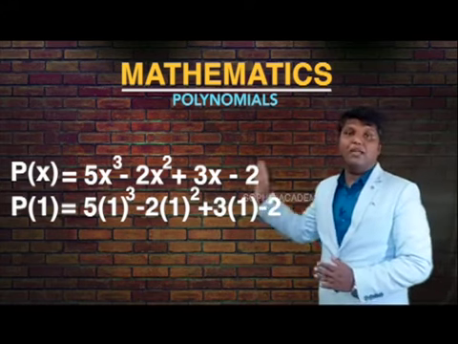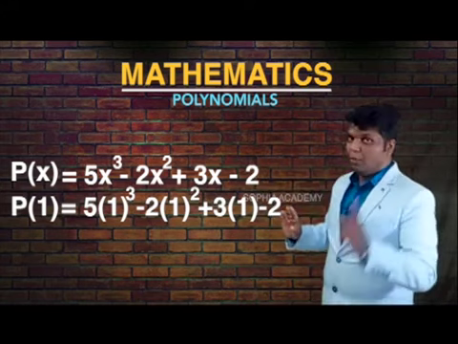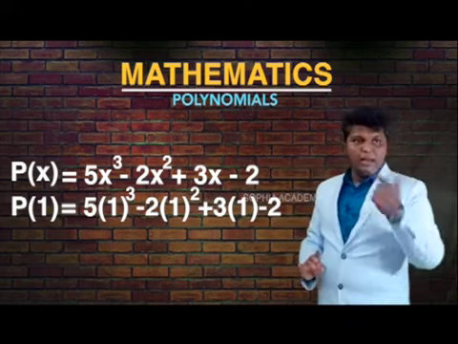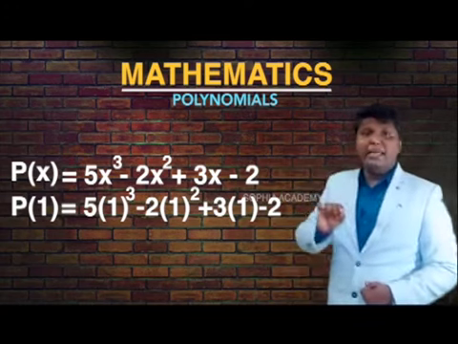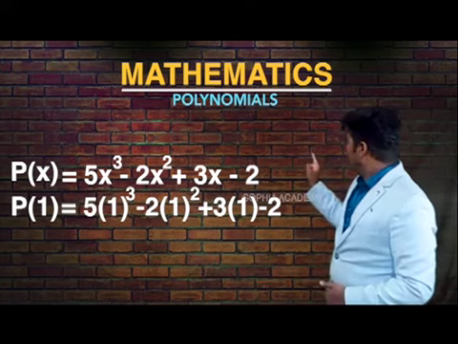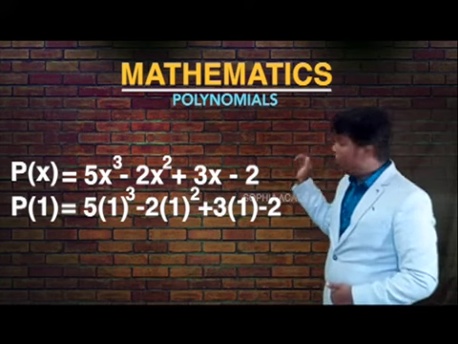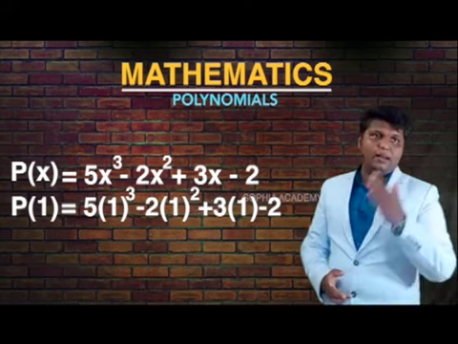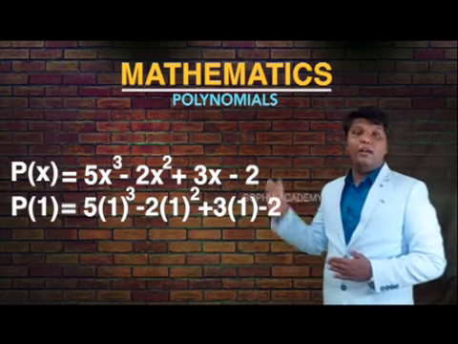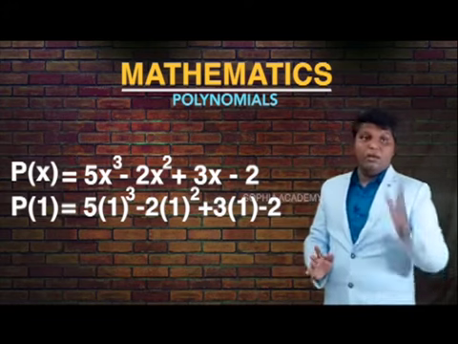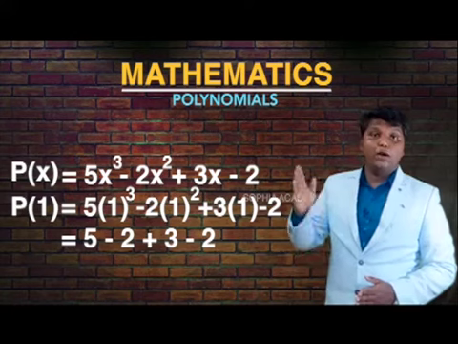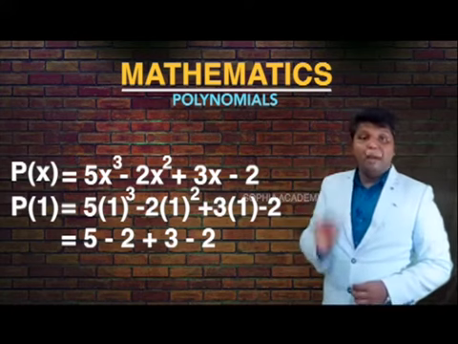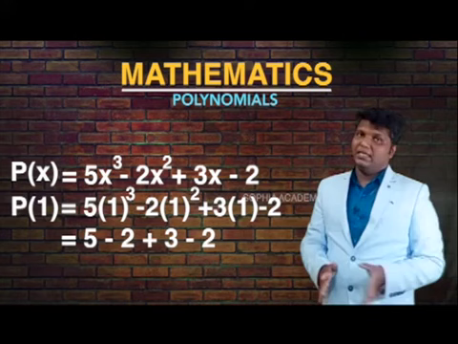So here we are keeping the bracket, 5 into (1) the whole cube. The bracket is read as 5 into 1 the whole cube. Next term, -2 into (1) square, then plus 3 into (1) minus 2. Now that is equal to, what is 5 into 1 cube? 1 cube is 1, so 5 into 1 is 5 itself. So 5 minus 2 plus 3 minus 2.